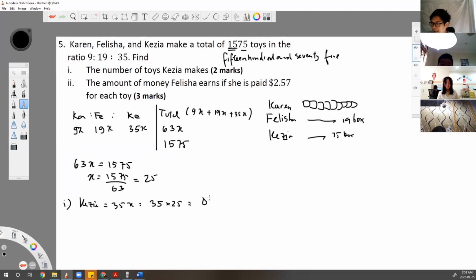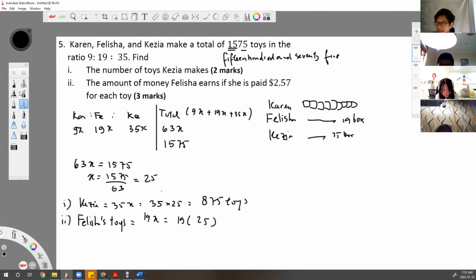875 toys. The amount Felicia earns if she is paid $2.57. First, we have to find Felicia's number of toys. Felicia's toys are 19x, so 19 times 25. The x is the key for everything here. The answer is 475 toys.